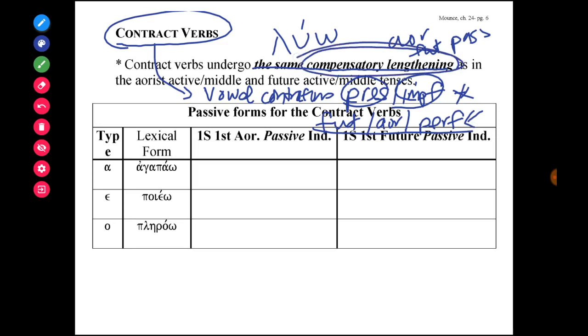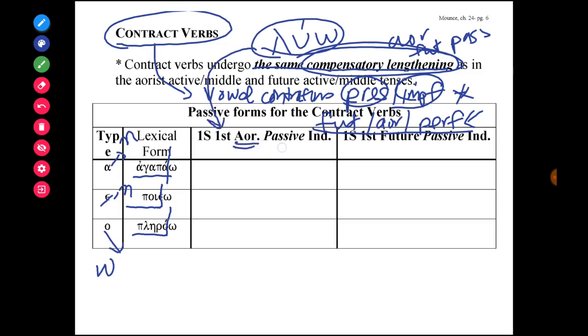And that's very easy, because if you remember, if the lexical form for a verb like agapao, and the short vowel that it ends in is an alpha, it compensatory lengthens to an eta. And if it's poieo and the short vowel is an epsilon, the epsilon compensatory lengthens to an eta. And then if it's plerao and the short vowel that it ends with is an omicron, the omicron compensatory lengthens to omega. So you follow the same rules as if you were using luo, but for the passive forms, but instead add that compensatory lengthening to the stem.